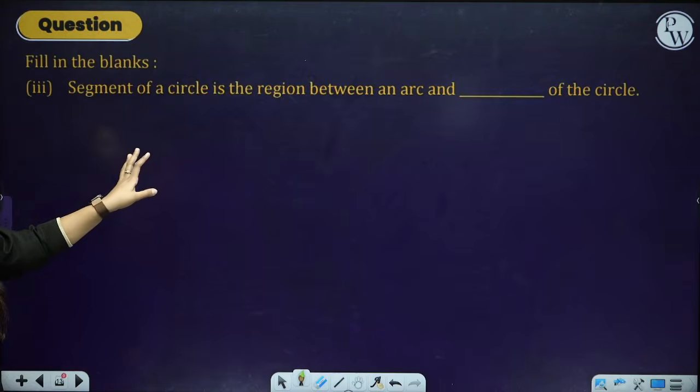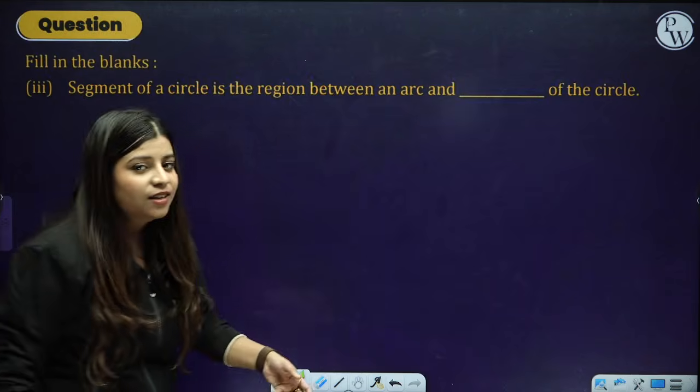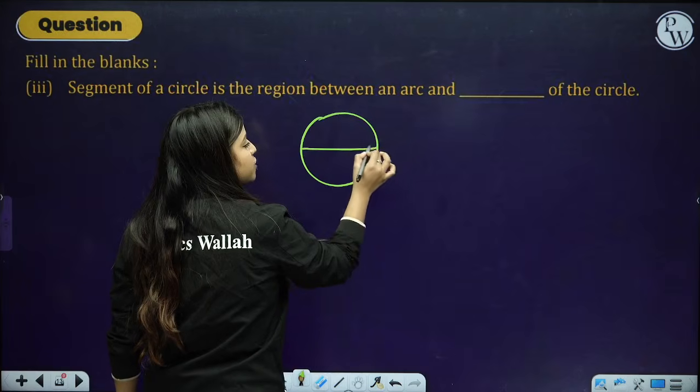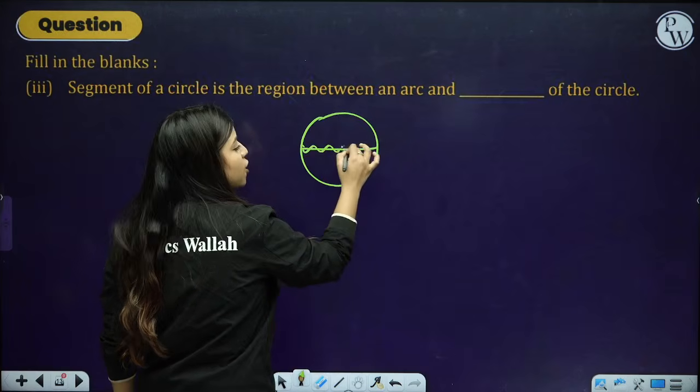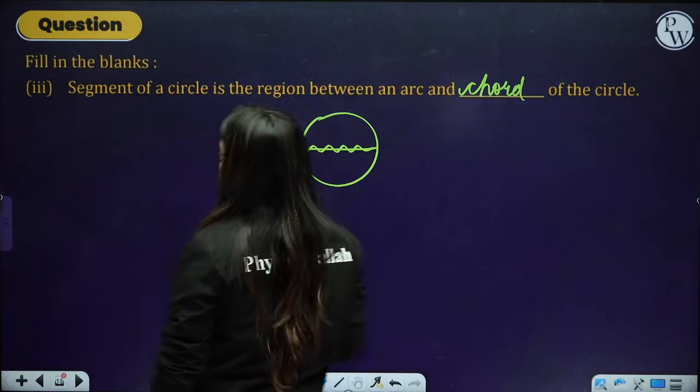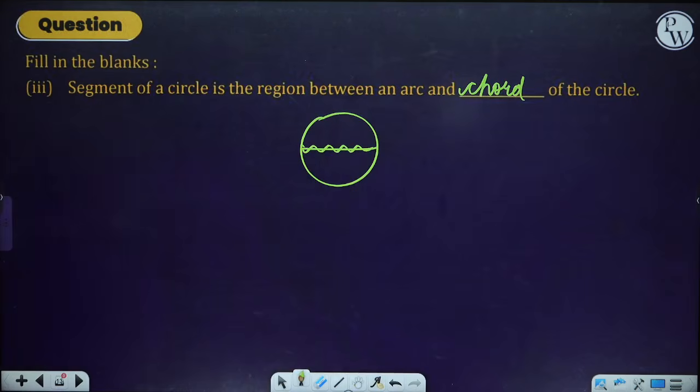Now let's move forward to the third part. A segment of a circle is the region between an arc and, so we know that when we talk about a segment, it is the region between the arc and the chord of a circle. So chord will be the correct answer for the question, right?